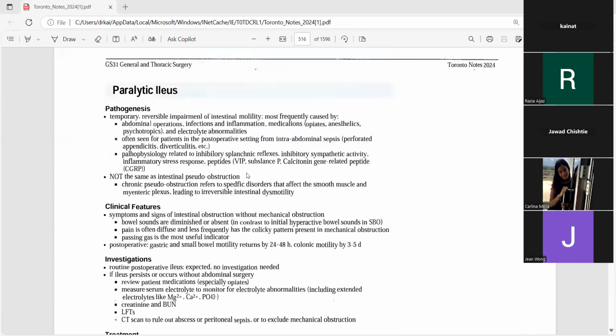Paralytic ileus could also present as abdominal pain and no passing of flatus. So as they say, passing gas is one of the most useful indicators. Bowel sounds are diminished or absent.